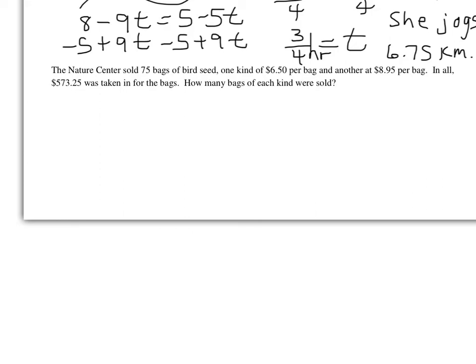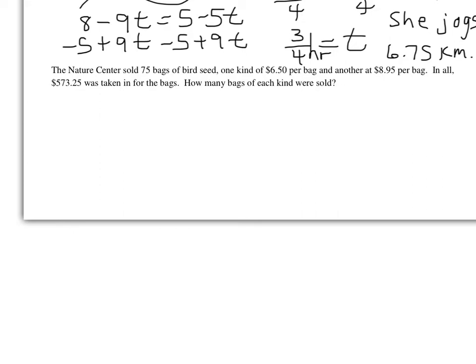The Nature Center sold 75 bags of birdseed. One kind is $6.50 per bag and the other at $8.95 per bag. In all, $573.25 was taken in for the bags. How many bags of each kind were sold?